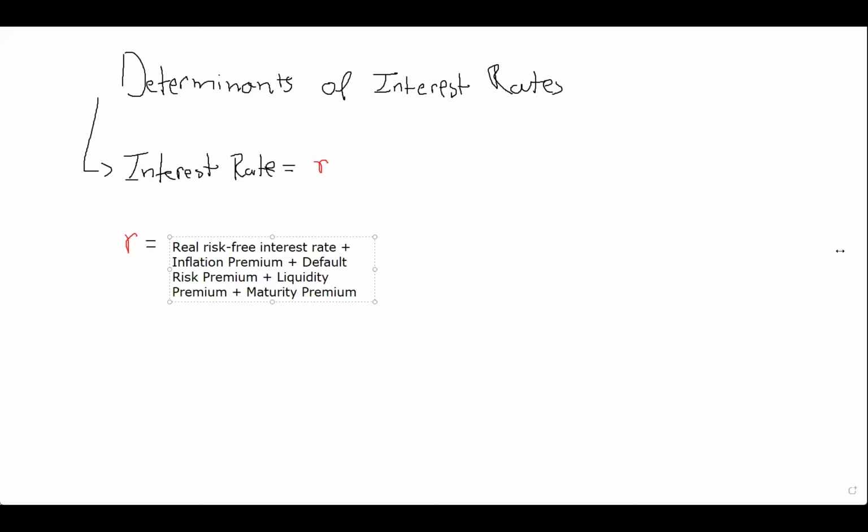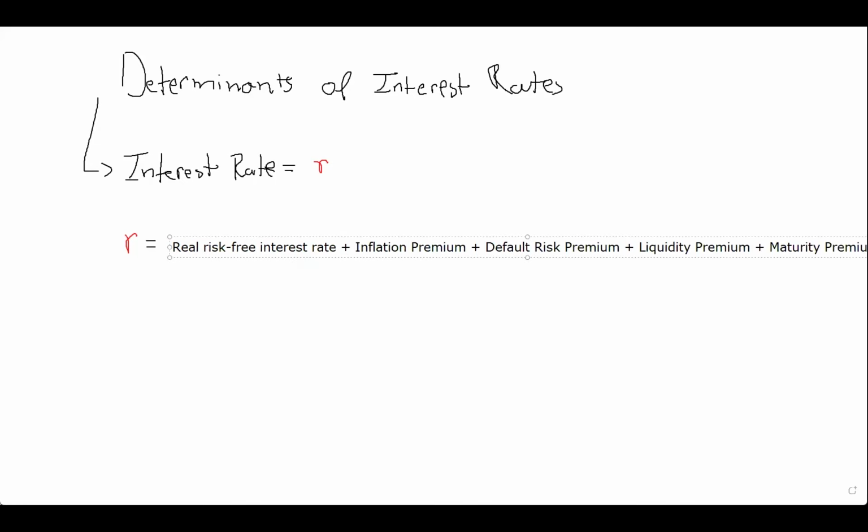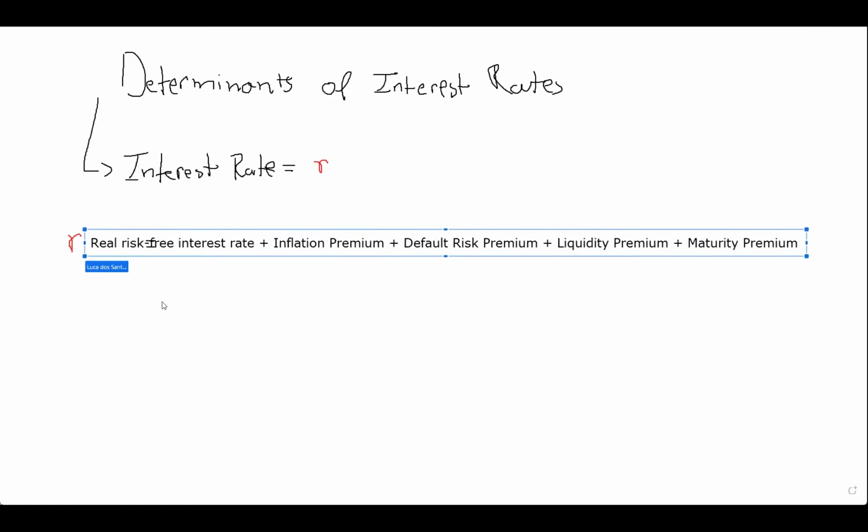It's a set of parameters that shows us how we're going to assess a borrower and a lender. So, real risk-free interest rate plus inflation premium plus default risk premium plus liquidity premium plus maturity premium. This will actually give us how much interest we will charge someone.